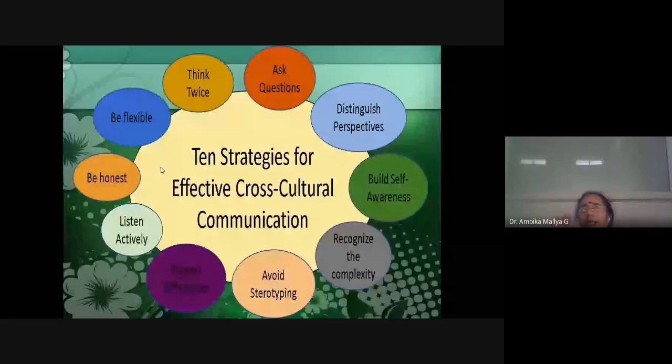Okay, then you need to build self-awareness. You need to recognize the complexity of this type of communication. Communication itself is difficult. We think it is easy. It is not easy. And when you recognize the complexity, which is inherent in any communication scenario, automatically you will be more honest, more flexible, will listen attentively, will learn how to respect differences, will avoid stereotyping, and will think twice before saying something.